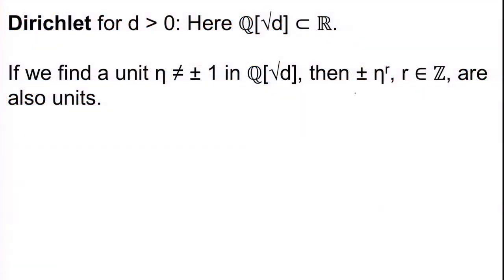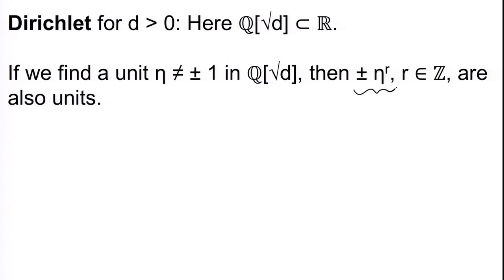That is a contradiction, because eta is not equal to plus minus 1 and the only elements of finite order in Q root D are plus and minus 1. So, eta cannot be of finite order. So, all these eta power r are distinct elements. Their negatives will also be units, and there will be infinitely many. So, in fact, plus minus eta power r are all going to be units.